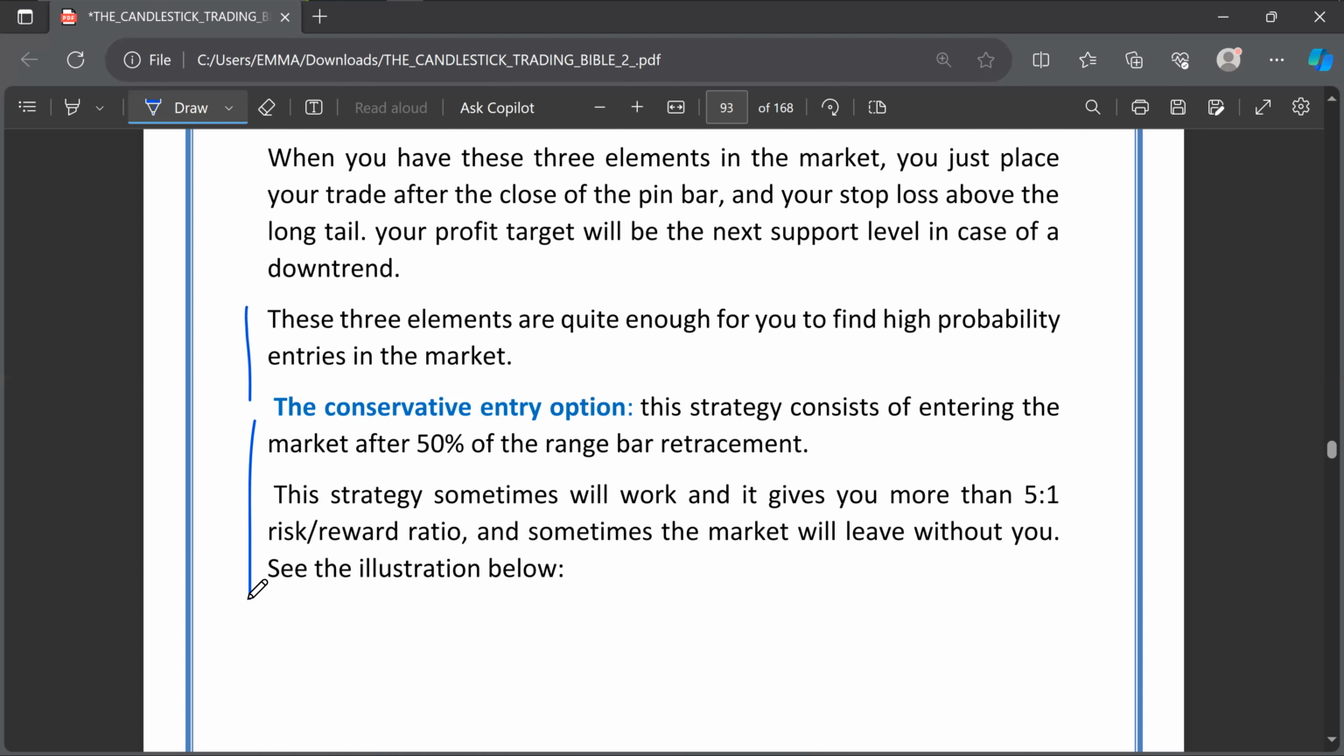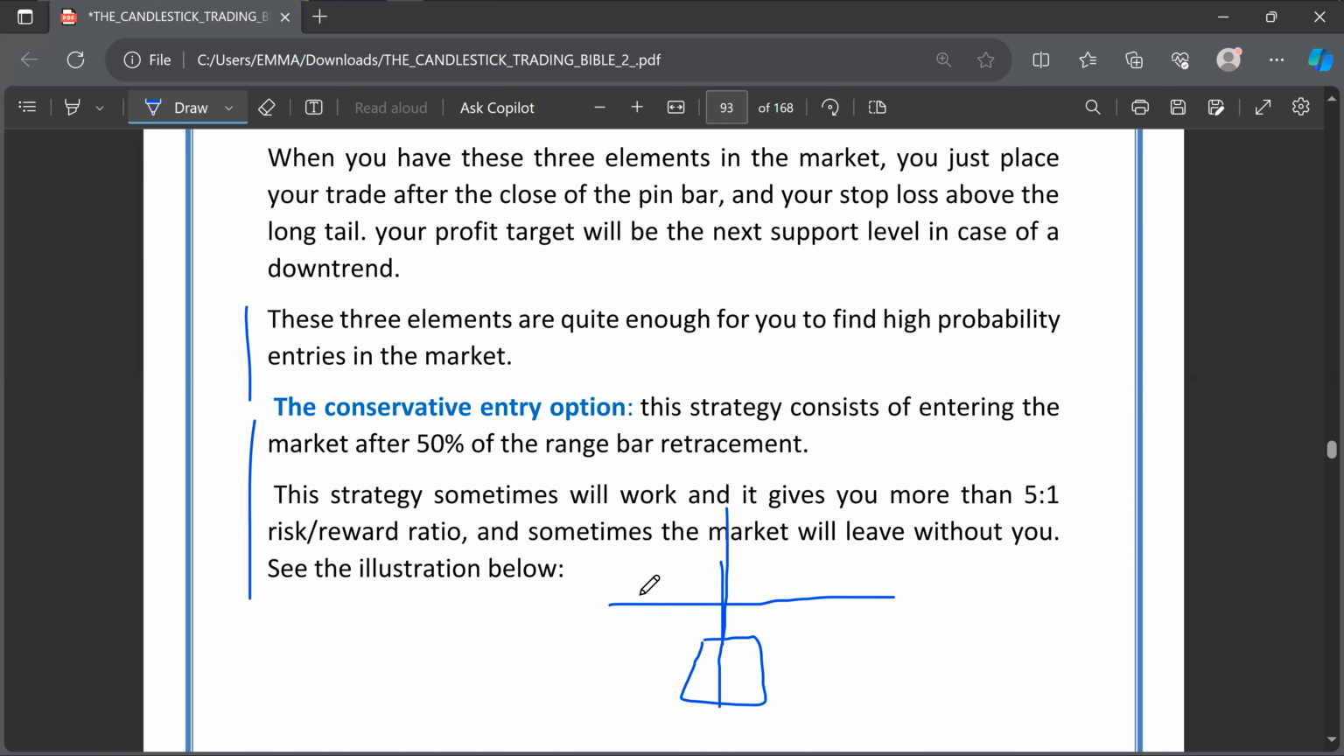The conservative entry option. This strategy consists of entering the market after 50% of the range bar retracement, right? So the pin bar is what we are talking about, the range bar, whatever. So after 50% of that, this is the whole length, right? So if the resistance or support line cuts in the middle of that pin bar, then we enter. That's what it means. It's as simple as that. So they wait for that resistance or the support to cut the middle of that pin bar, and then move away. It's as simple as that.